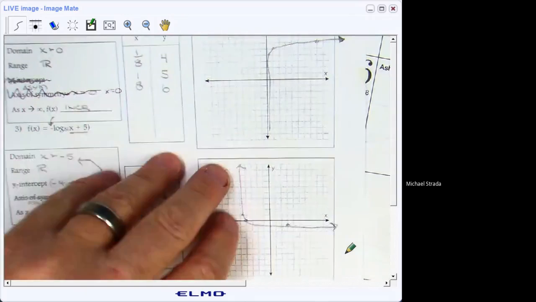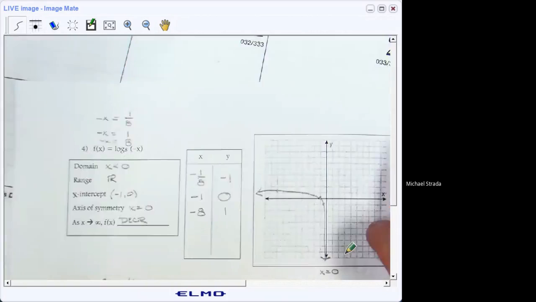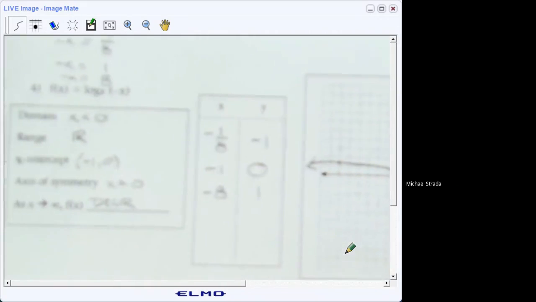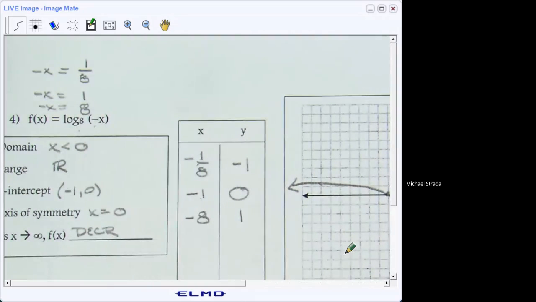Good. All right, the back, log 8 of negative x. Log 8 of negative x. All right? Well, the idea is this. Whenever you now have a coefficient, and technically you do, negative 1, either in your head or on paper, you set whatever's inside, and we'll do more of this in a second, equal to the 1/8, 1, 8. So I said negative x equal to 1/8. Negative x equal to 1, negative x equal to 8.